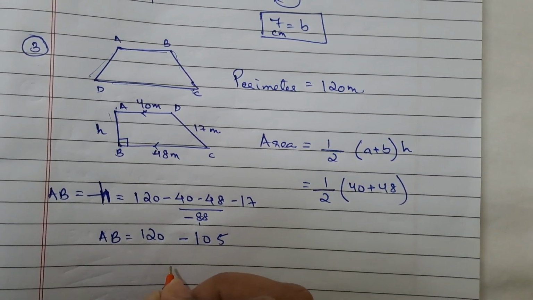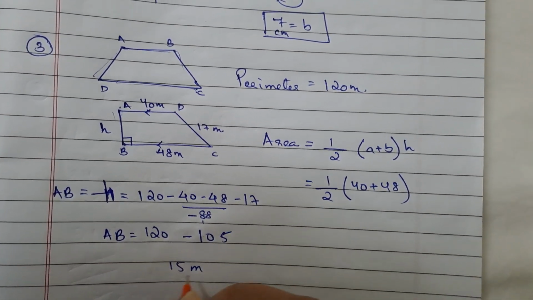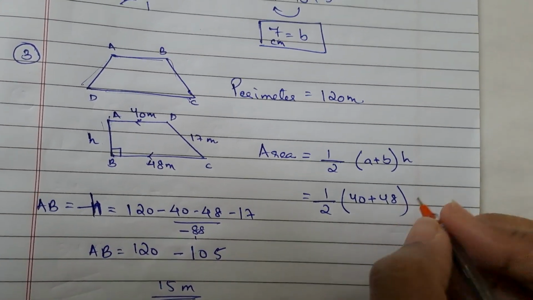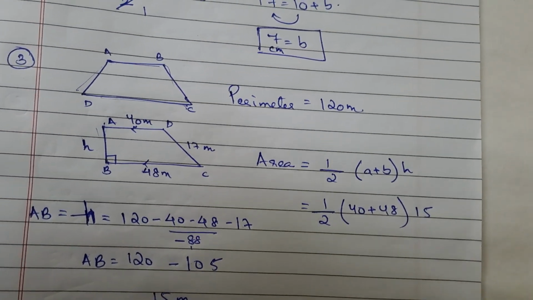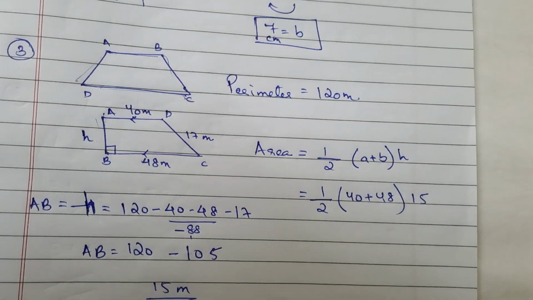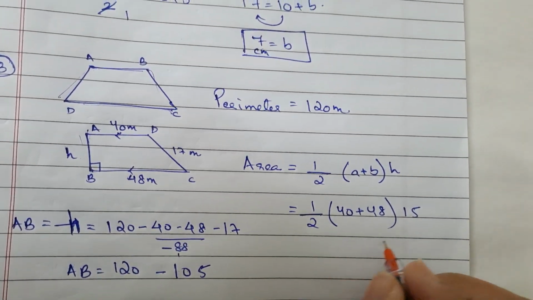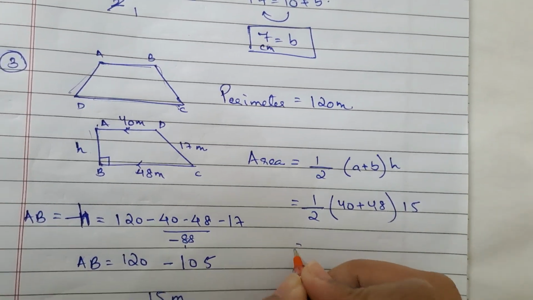So this is going to be how much? 15 meters is what I'm going to get here. Okay, this will be added in here. So put it into the formula. I'm going to add it in the formula. Once I've done it, I'm going to start simplifying it. How am I going to simplify it? I'm going to simplify it using my formula here.